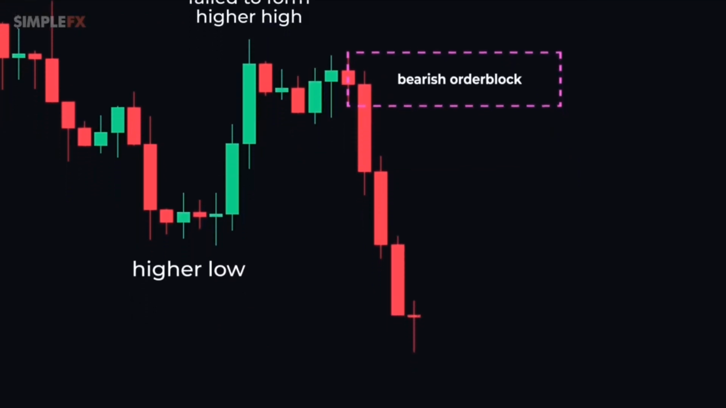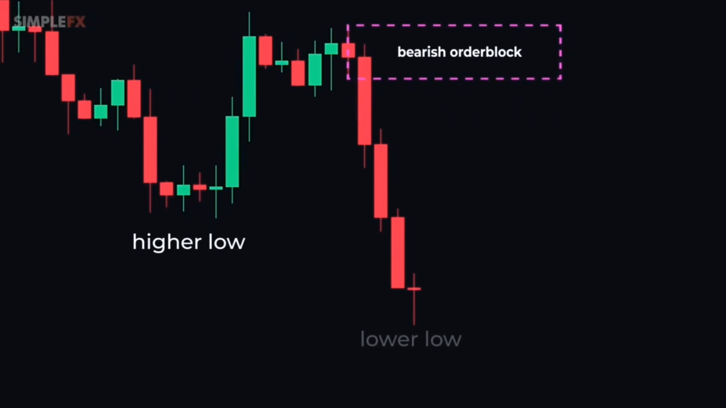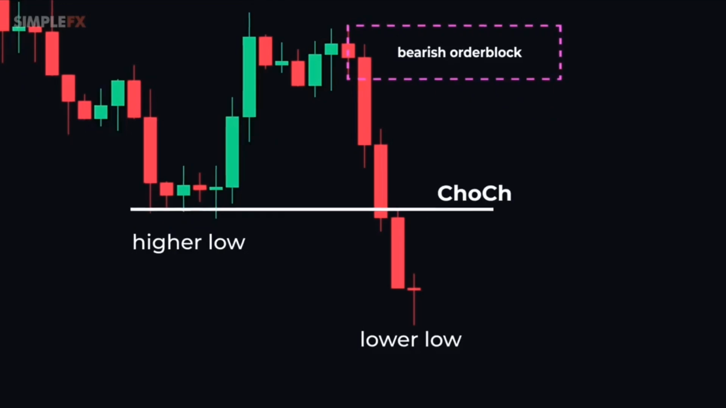Then, the price breaks the previous lows of the structure, forming lower lows. Since it made lower lows during this uptrend, it counts as a change of character, and the market structure has now shifted to a downtrend.